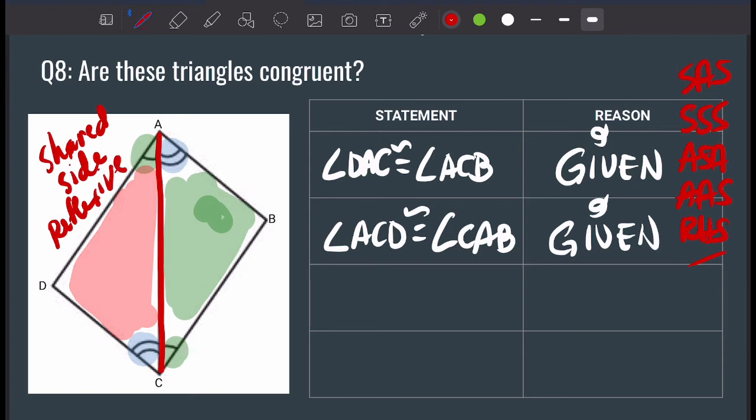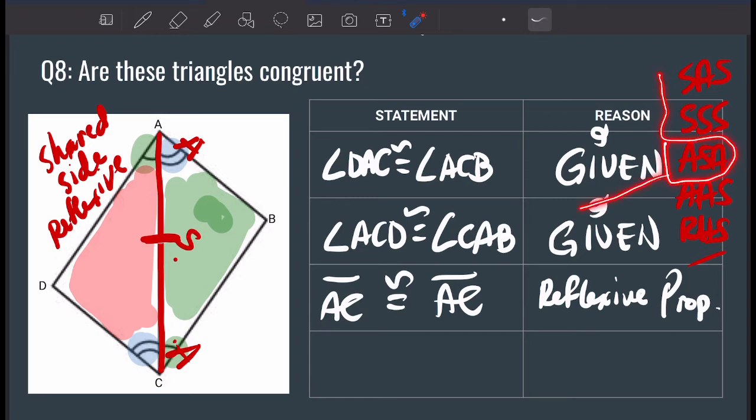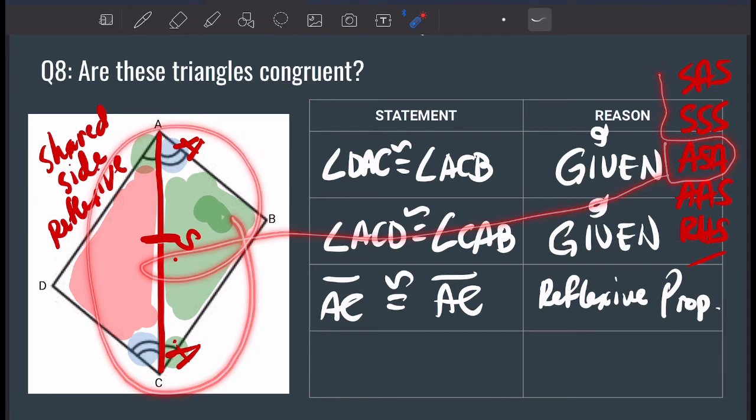Okay? So let's write in our statements. Line AC is congruent to line AC because of the reflexive property. Okay? So this is congruent. Let's put a stroke there. So what do we have? We have an angle, a side, and an angle. Angle, side, angle. Let's look at our triangle theorem. Angle, side, angle.